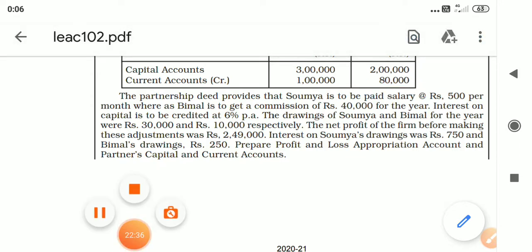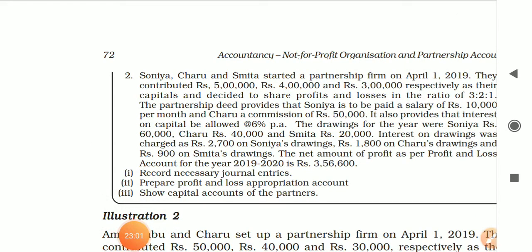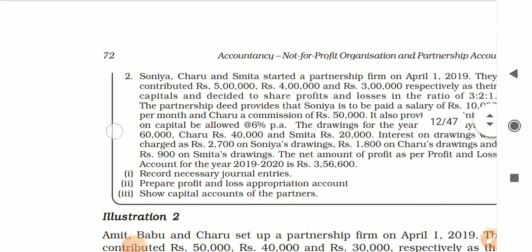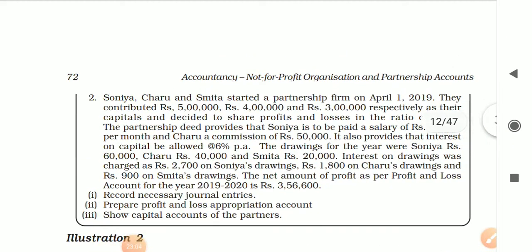I'll tell you the answer for this question. Profit and loss appropriation account, the profit amount is 1,74,000, and partners current account balance carried down is, for Soumya 1,97,700, for Bimal 1,91,600. Yes, question number 2, page number 72.